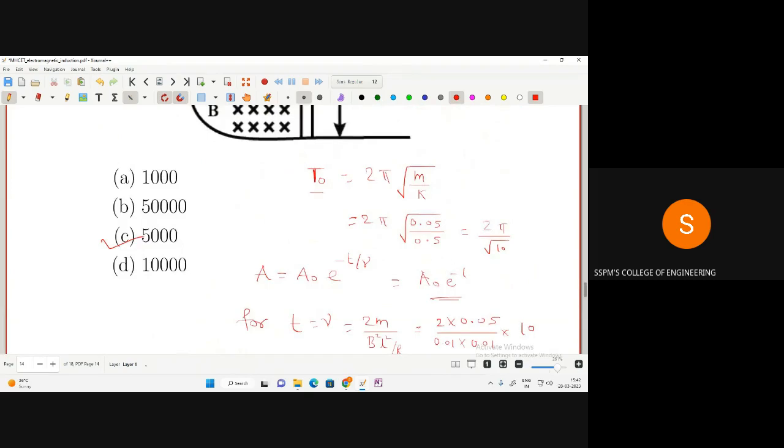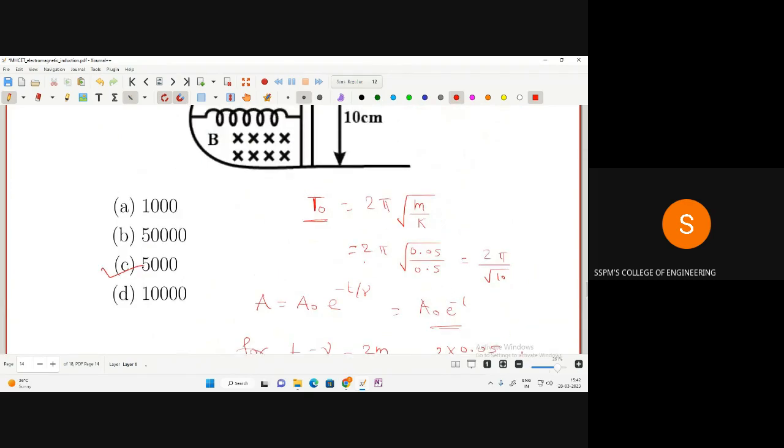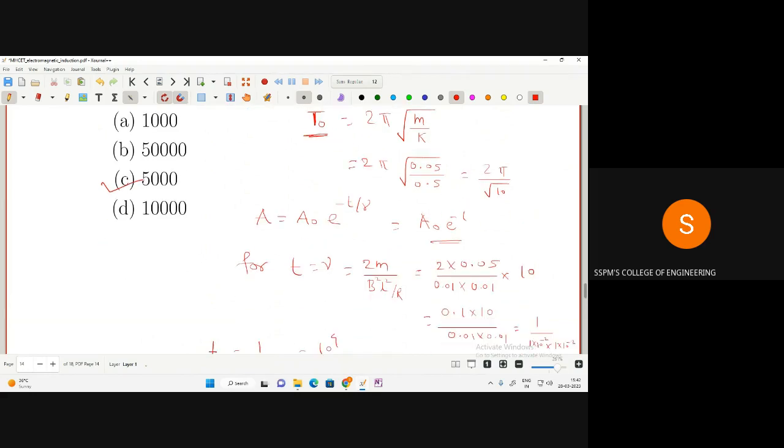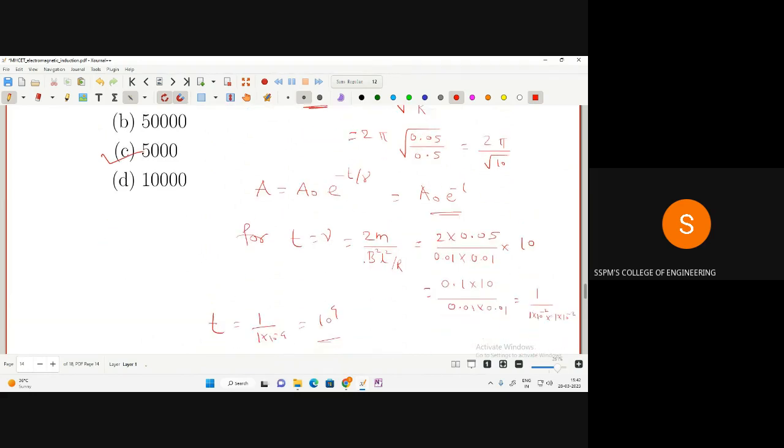So in this example you have to remember the time period for one oscillation, and then you have to equate a to a0 into e to the power minus 1, but minus 1 is coming when t is equal to gamma, and gamma is 2m divided by b square L square by r.